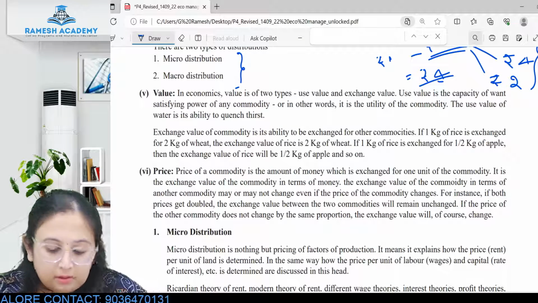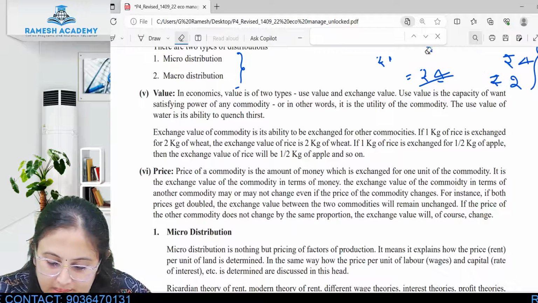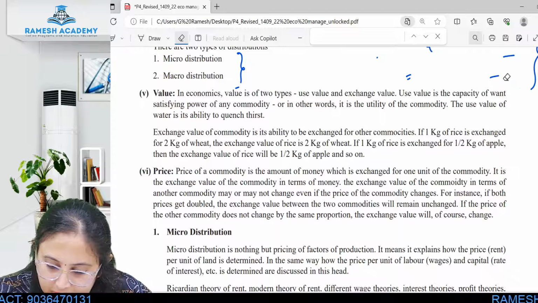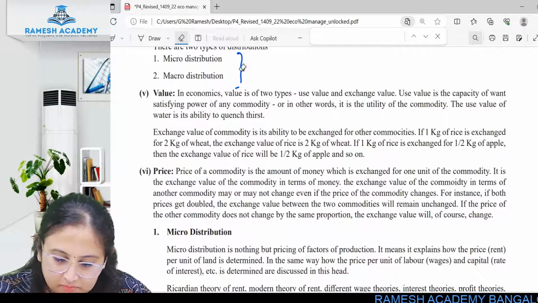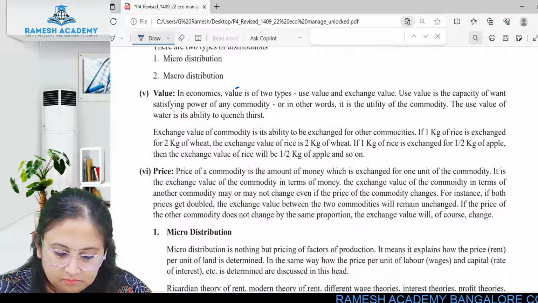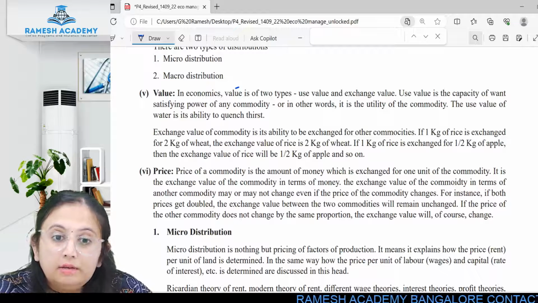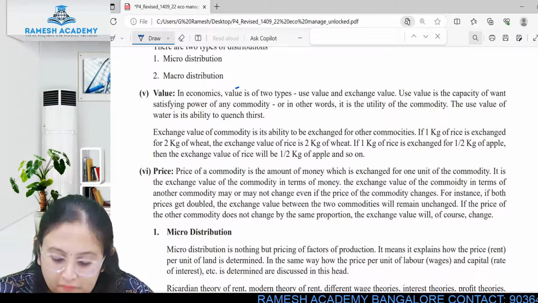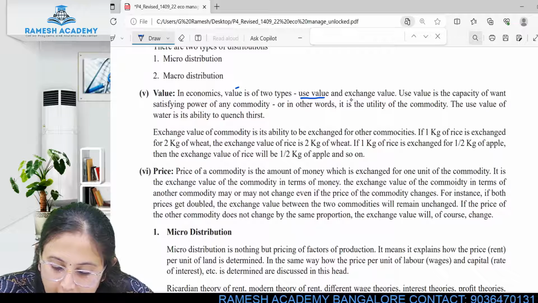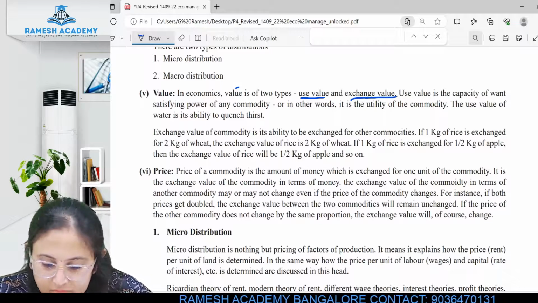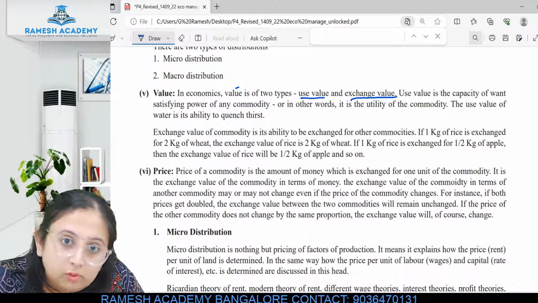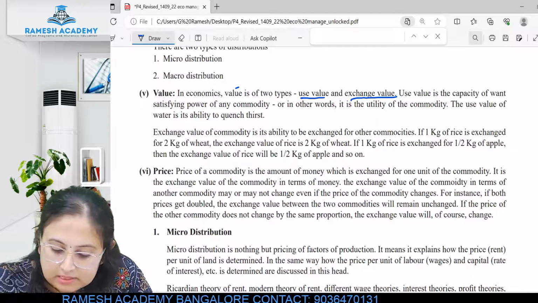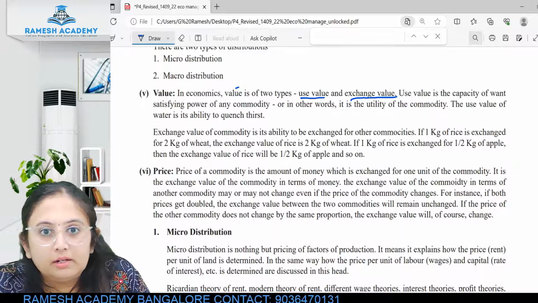So this is another important subject matter of economics. So we will understand this value. Okay, so value in our economics, if you see, there are 2 types of value, that is use value and exchange value. Okay, use value and exchange value. So now we have to understand what is use value and what is exchange value. First I will read it out and then we will try to understand what it says.